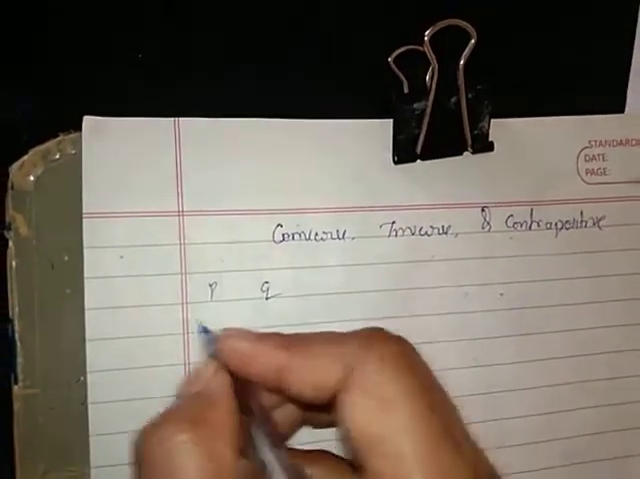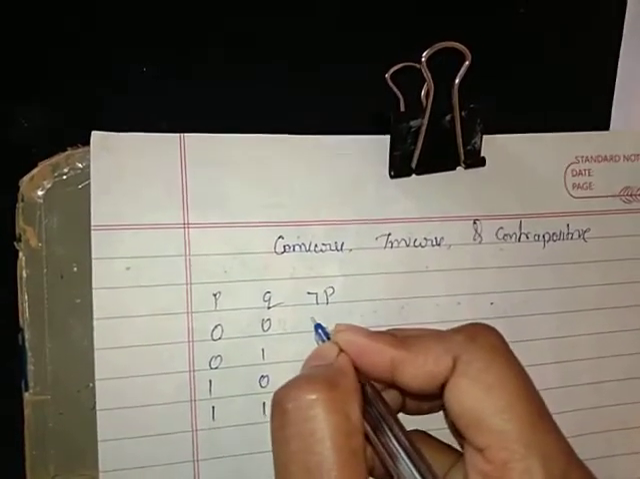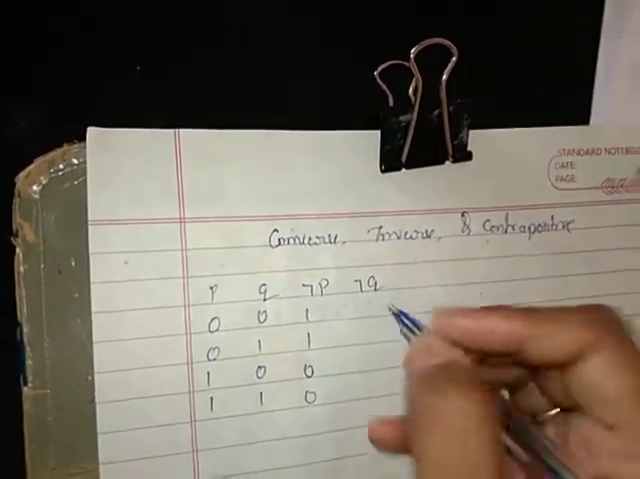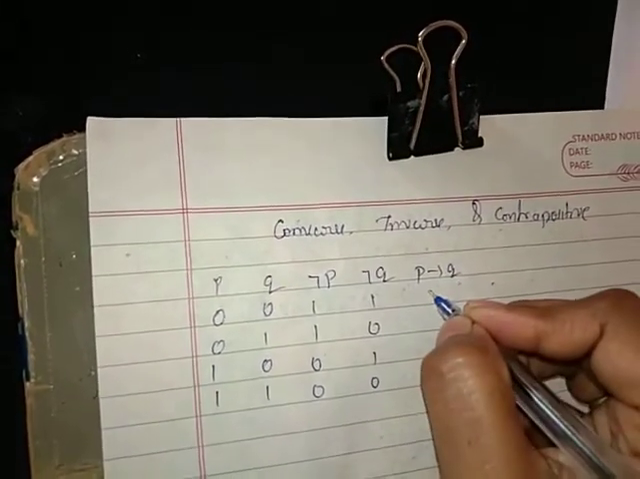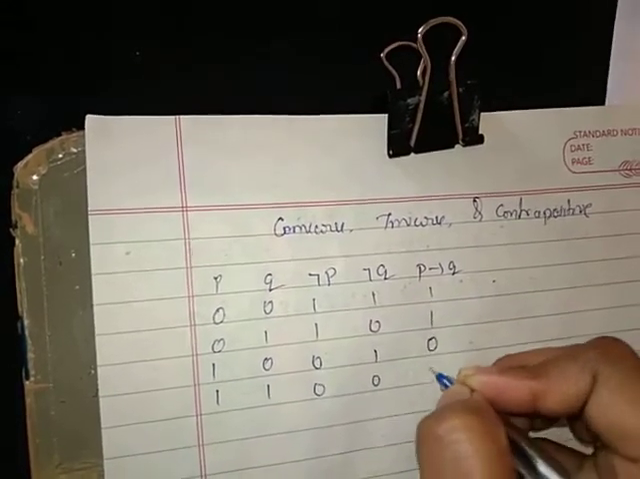Now we are constructing the truth table for the converse, inverse and contrapositive. P, Q: 0, 0, 1, 1, and 0, 1, 0, 1. Negation of P: 1, 1, 0, 0. Negation of Q: 1, 0, 1, 0. So the conditional P implies Q: 1, 1, 0, 1. Q implies P: 1, 0, 1, 1. Now negation of P implies negation of Q.